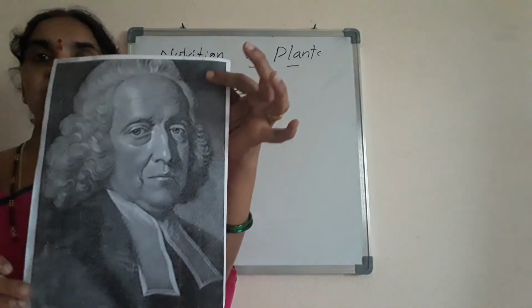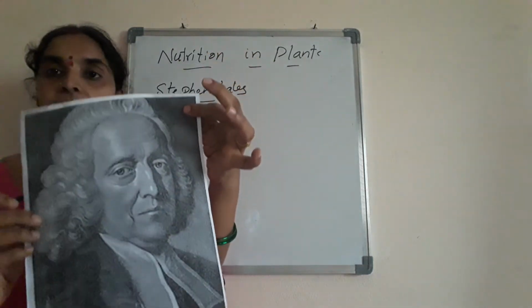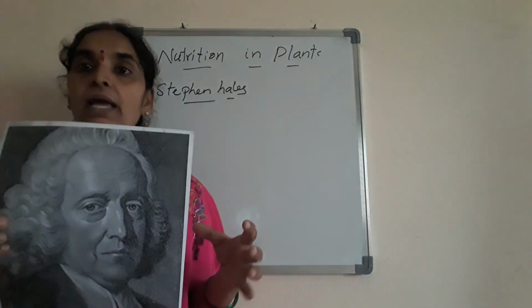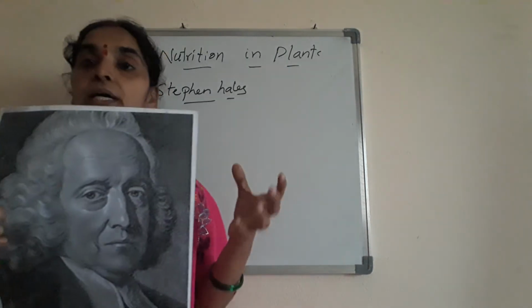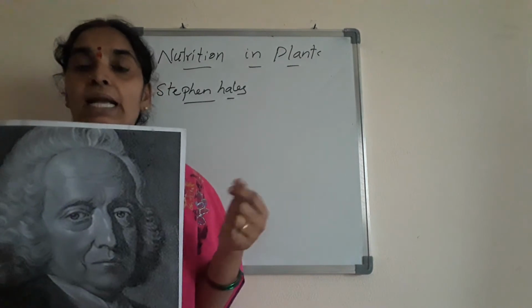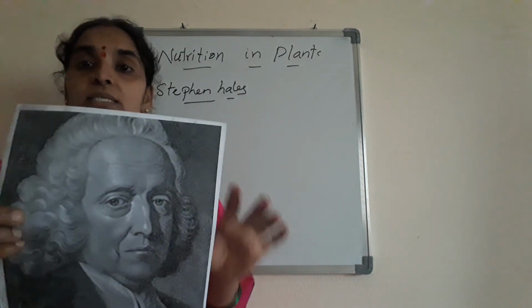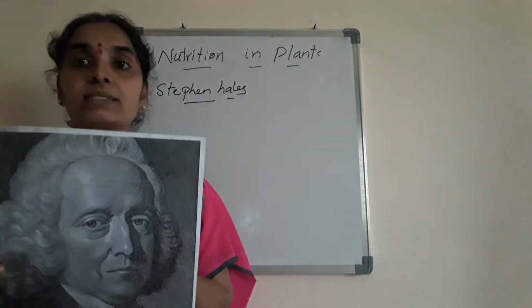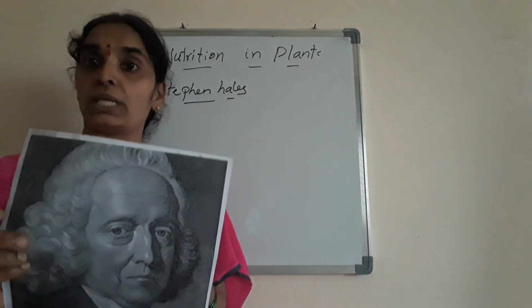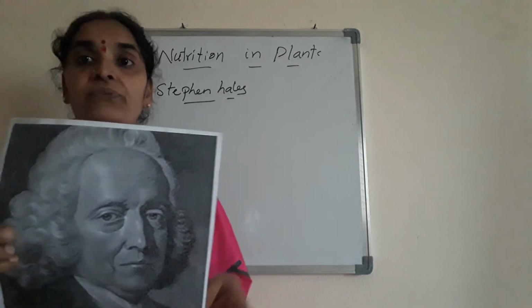He is Stephen Hales. Stephen Hales said that the leaves are the organs of transpiration, and also that plants exchange gases with the atmospheric air. So the plants exchange the gases through the leaves. So the leaves are the organs of respiration. It was mentioned by Stephen Hales.